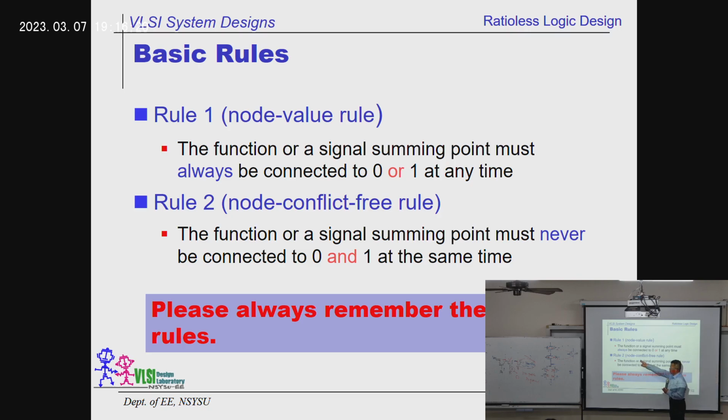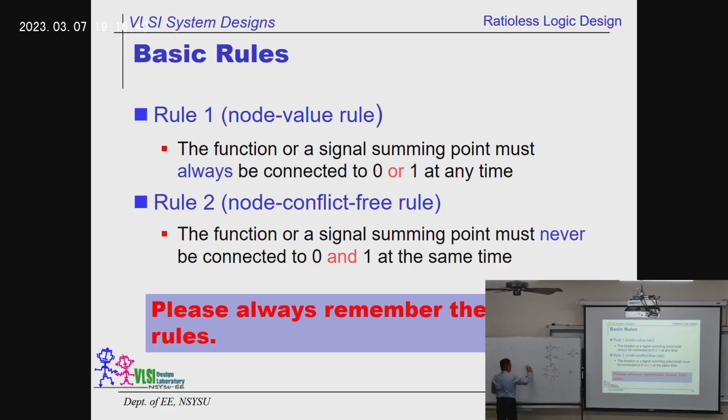Okay? And rule number 2 is called the node conflict-free rule. The functional signal summing point must never be connected to 0 and 1 at the same time. See? You can only select one of them. You cannot have both. Otherwise, it will become a ratio design. So if you follow these rules, this kind of design is a ratio-less design.